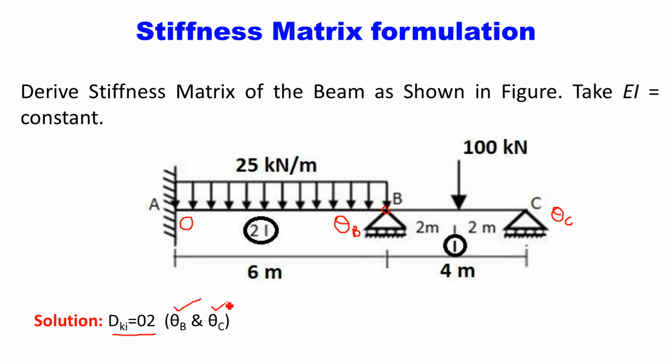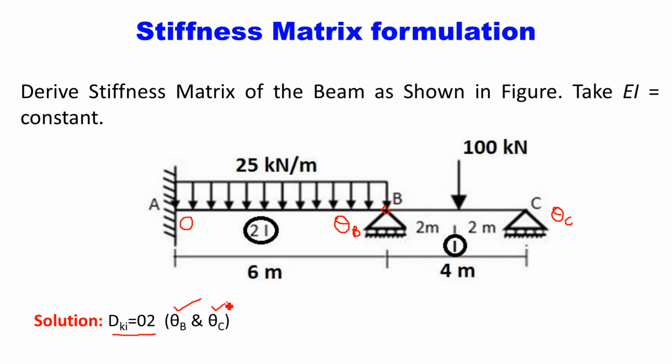Now we know that stiffness means what? Stiffness is the force required to give unit displacement. So in short, if you want to derive the stiffness coefficient of a particular structure, you have to give the unit displacement to that structure. Which displacement is unity? The displacement which is unknown. Now in this beam problem, theta B and theta C are unknown. So if you give unit rotation at point B and unit rotation at point C one by one, you will get the stiffness matrix.